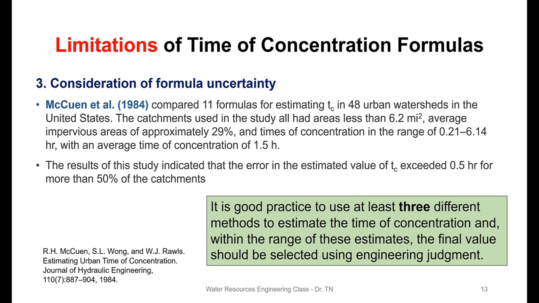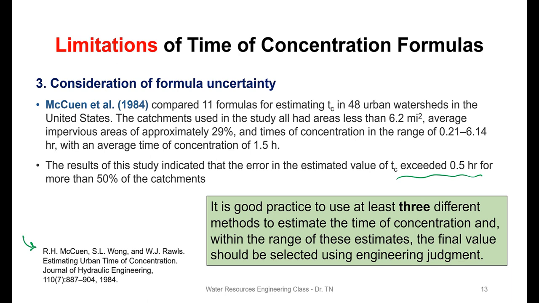And the last thing that I want to mention is you need to be aware that all of these methods are empirical methods and they have errors. Specifically, there was a study, again, that I have linked over here. They used 11 different formulas to calculate time of concentration for 48 urban watersheds in the US. The results were really interesting. They showed that for more than 50% of the watersheds, the catchments that they considered, the error for estimated time of concentration was more than 30 minutes or half an hour. This is very, very long.